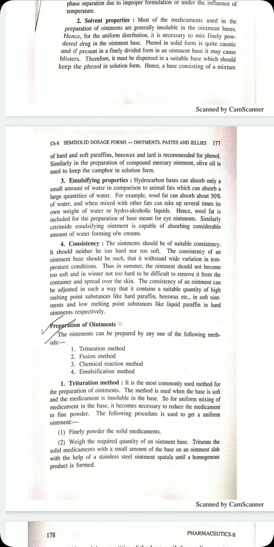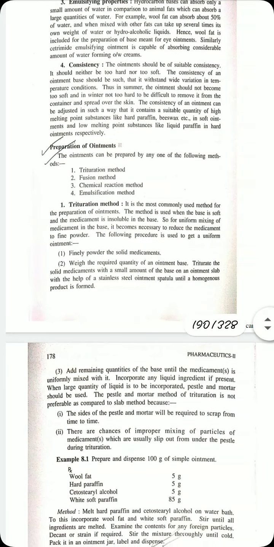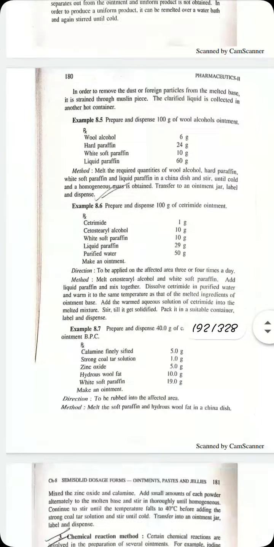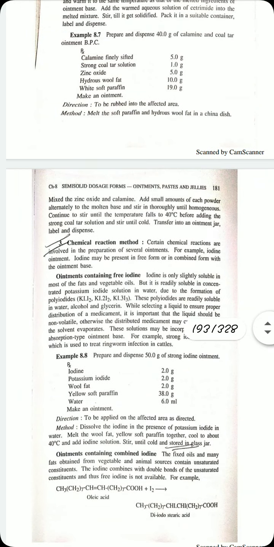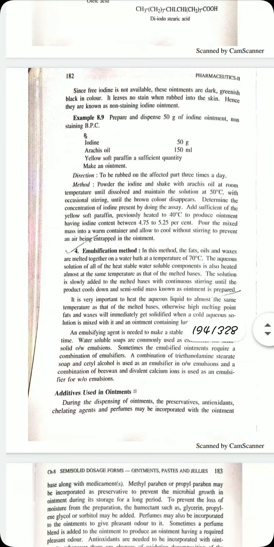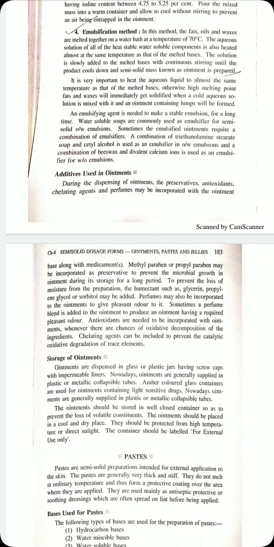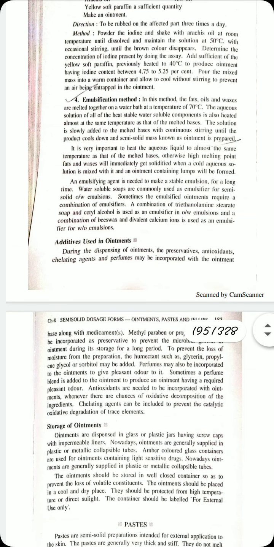Next one is preparation of ointment. Ointment is prepared by a total of 4 methods: trituration method, fusion method, chemical reaction method, and the last one is emulsification method. So this is all about your ointment.